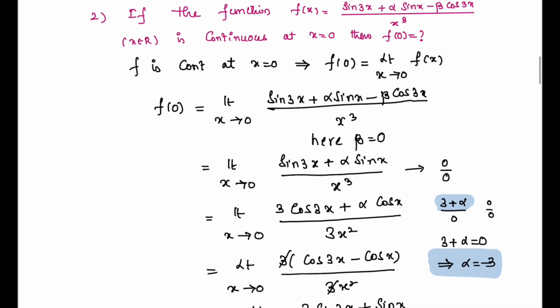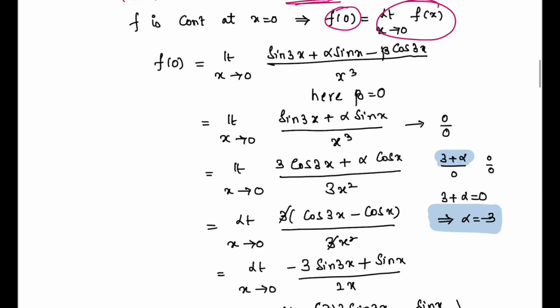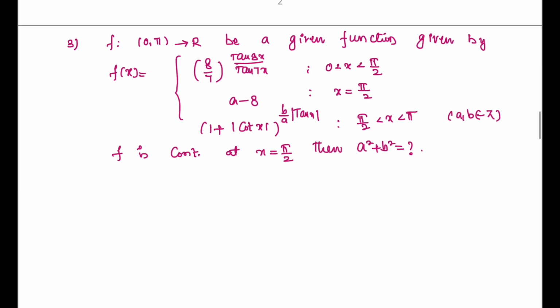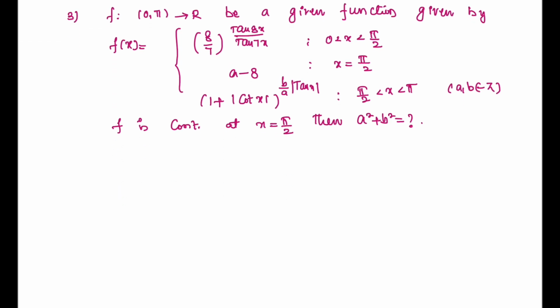So this simply depends on the continuity definition. A function is continuous at x equal to 0 means the function value should be equal to the limit value, right? So let's check one more problem. See this problem. F from the open interval 0 comma pi to R is defined as (8 by 7) to the power of tan 8x by tan 7x in between 0 to pi by 2, and a minus 8 simple constant whenever x value is pi by 2.